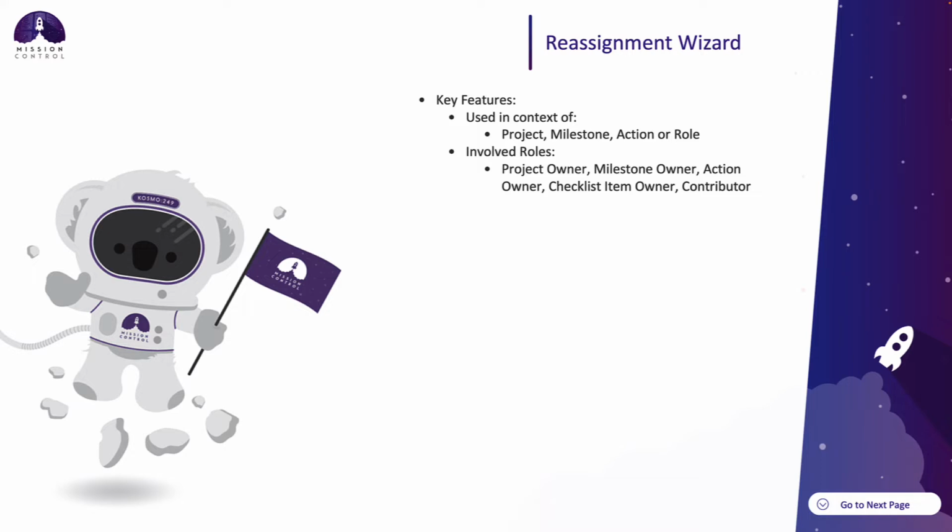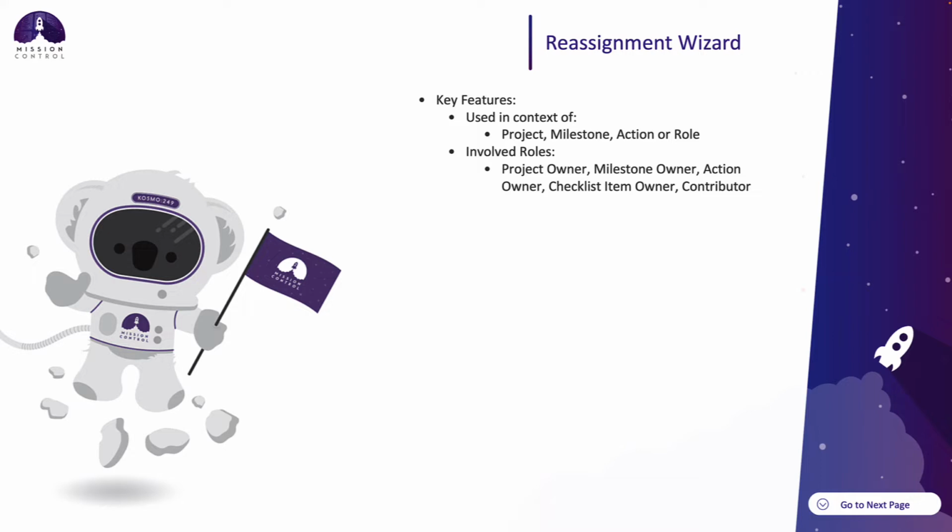And when opened, it shows you all of the roles that are involved in that context. So if you were to access it from the project, you would see all of the roles involved in that project. So that would be the project owner, milestone owners, action owners, contributors, and checklist item owners. If you were to open it at the action level, you would only see the action owner, the contributors, and checklist item owners, if any.